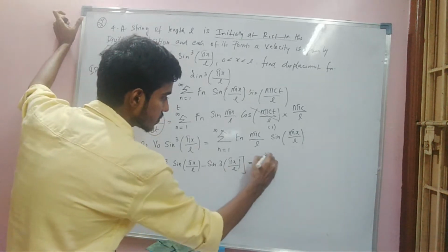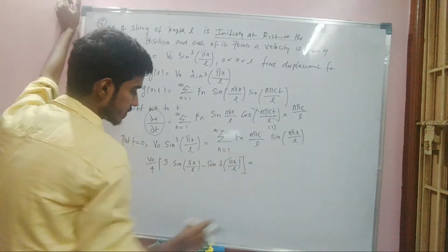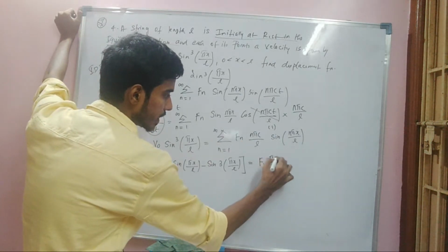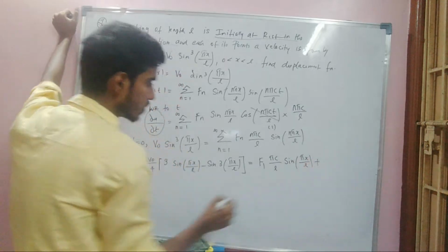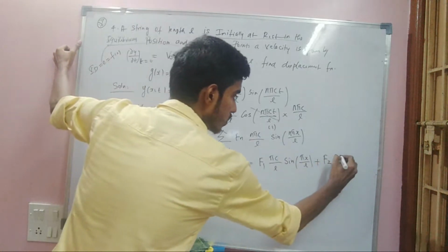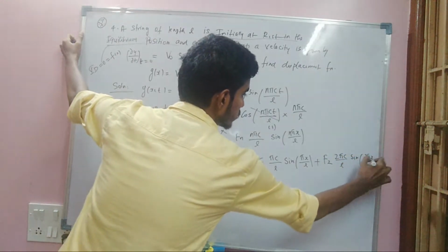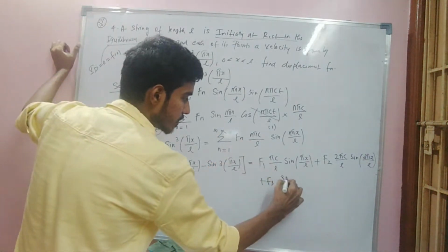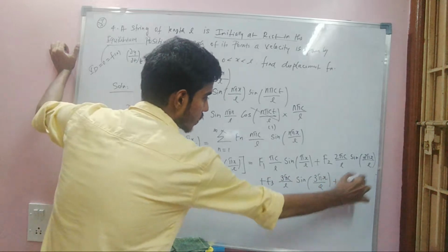Fn summation. Okay, we will run this, right. So put n is equal to 1. So we will run this summation. If we run this summation, if n is equal to 1, we will have F1, n is equal to 1. So therefore pi c by L sine pi x by L plus, put n is equal to 2. So I am running this summation, right. So F2, this will be 2 pi c by L, and this will be sine 2 pi x by L plus F3, and this will be 3 pi c by L sine 3 pi x by L, and this will go on, right.